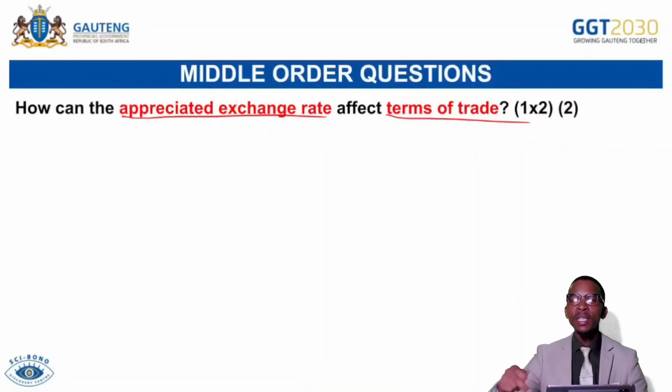So as they find alternative products that are relatively cheap for them abroad, what is going to happen? They will demand less of our goods from South Africa and demand more from other goods, which will be decreasing our terms of trade because there will be less demand for our exported goods in the global market.